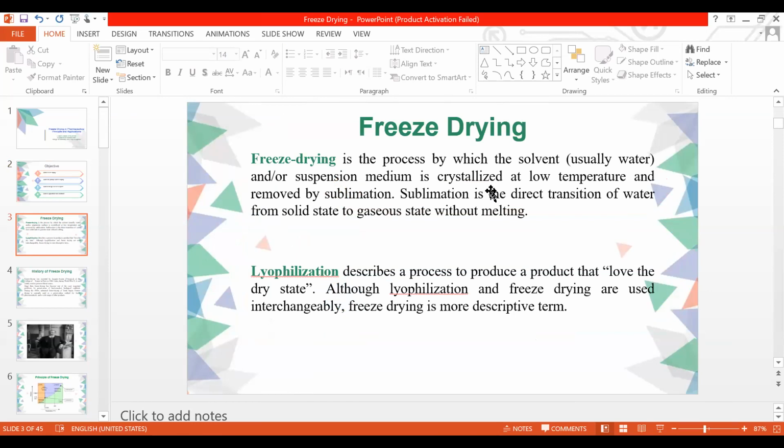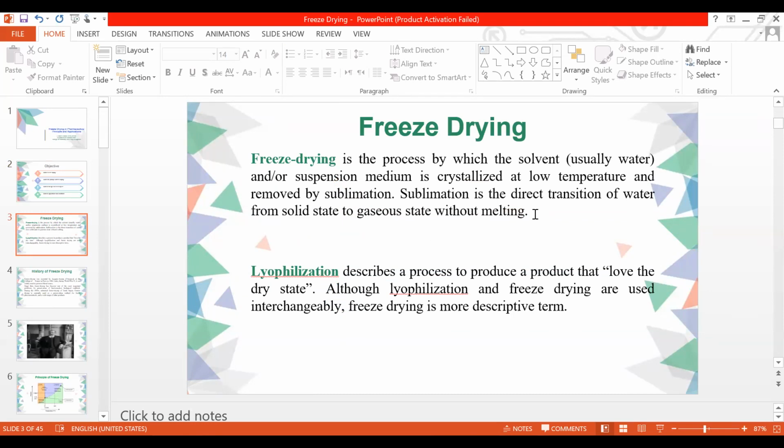Freeze drying is the process by which the solvent, usually water and/or suspension medium, is crystallized at low temperature and removed by sublimation. So sublimation is the most important process in freeze drying. Sublimation is the direct transition of water from the solid state to the gaseous state without melting. That means without passing to the liquid phase.